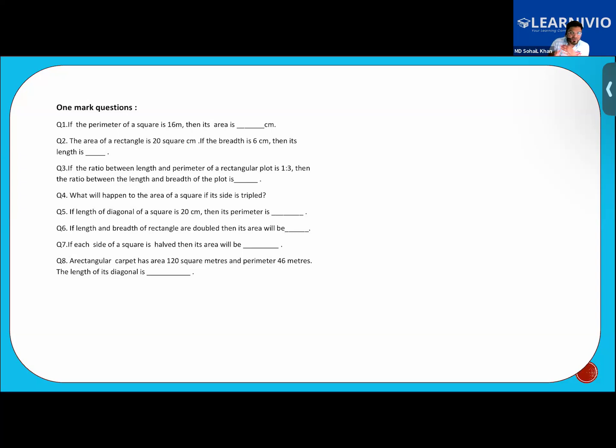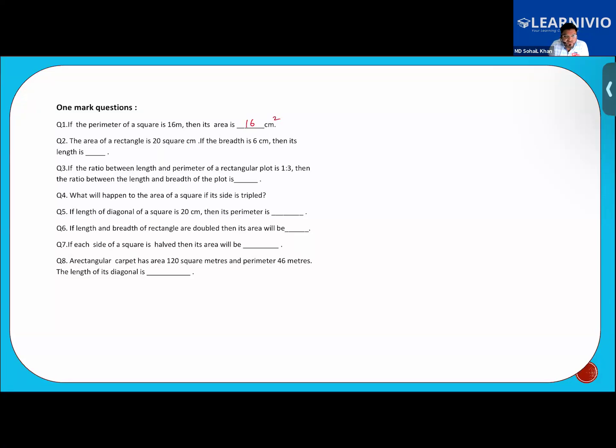So look at the first question. If the perimeter of a square is 16 meter, then its area is how much? So one side equals 4. So 4 multiplied by 4 will be 16 square centimeter. That is correct. Good.